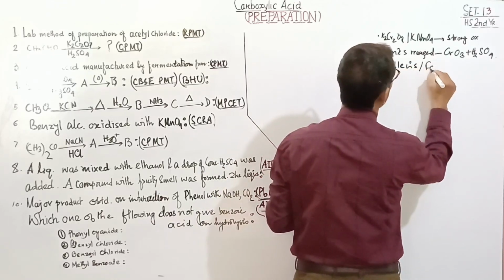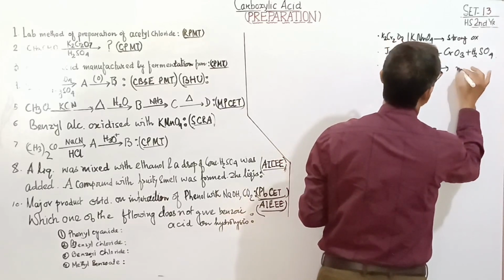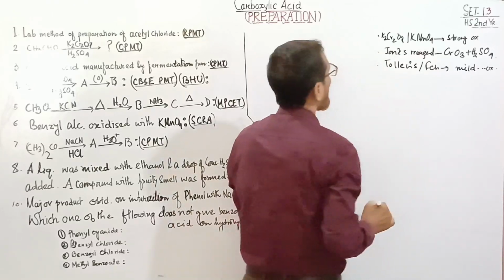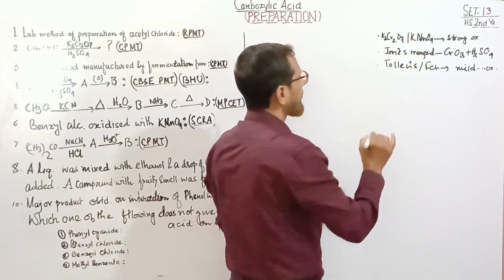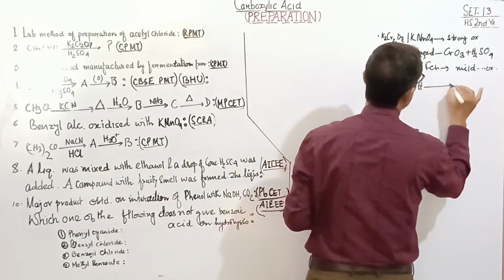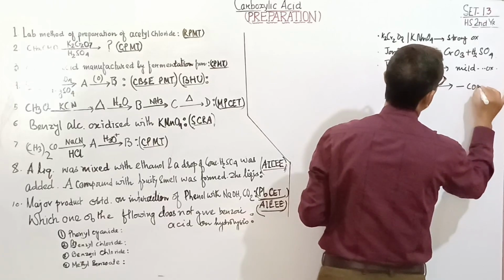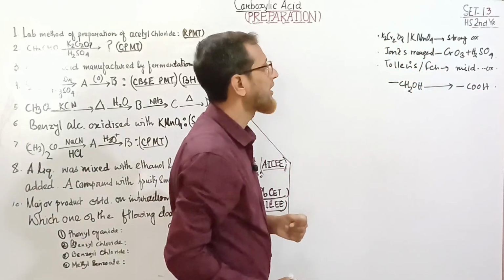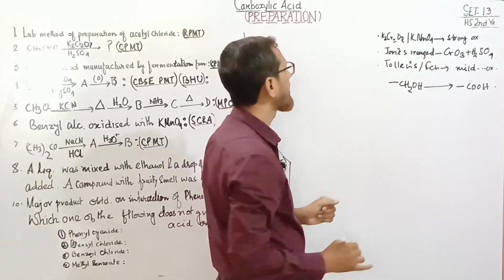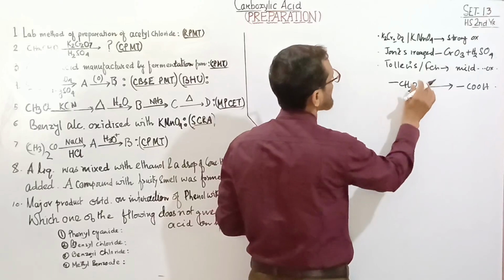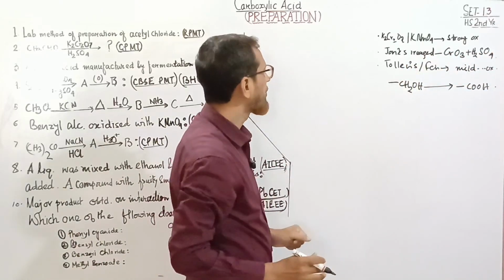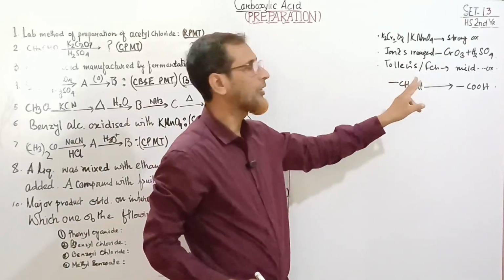Tollens and Fehling's. These are mild oxidizing agents. And K2Cr2O7, you keep it in your mind that if there is CH2OH, it changes into COOH on applying K2Cr2O7 or KMnO4 in acid media or H+ media. With Jones reagent, CrO3 plus sulfuric acid, CH2OH will become CHO. And Tollens and Fehling's reagents are mild oxidizing agents.